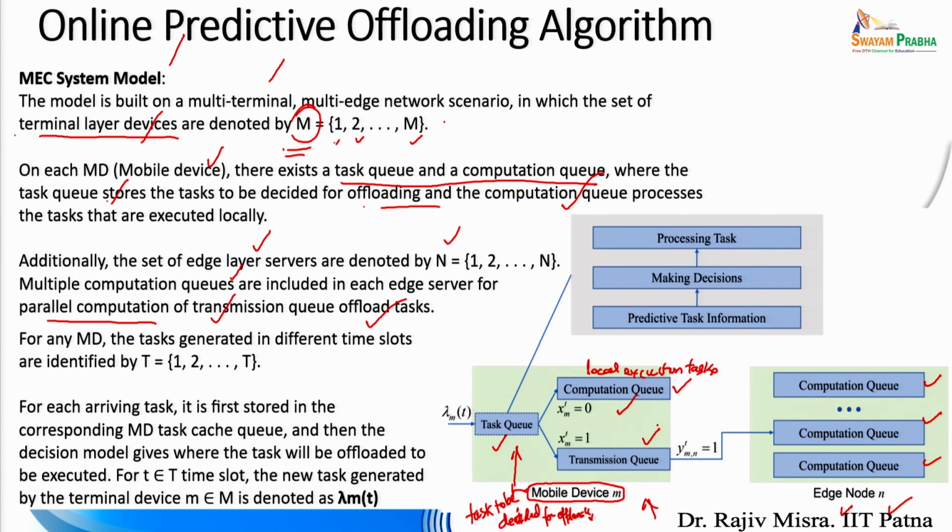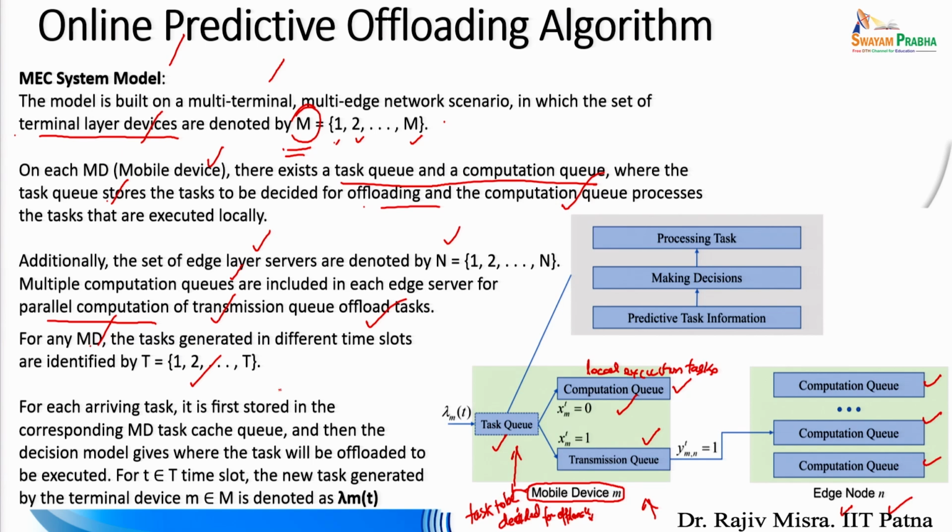So, transmission queue means those jobs which are required to be offloaded, not computed in the computation queue, that is, not for local execution. They have to be put in the transmission queue, and this transmission queue will now communicate or connect to the computation queue of the edge nodes. So, for the mobile device, the tasks generated in different time slots are identified by t equal to 1, 2 and so on up to t.